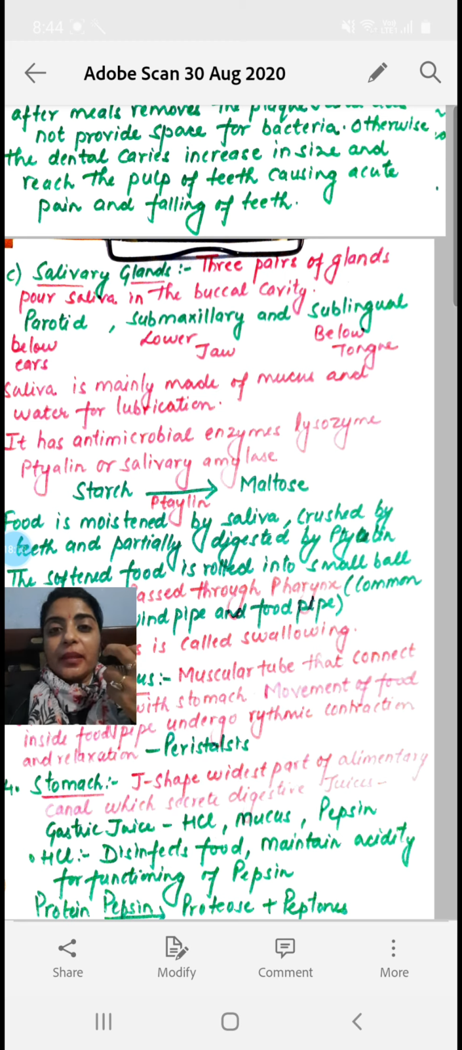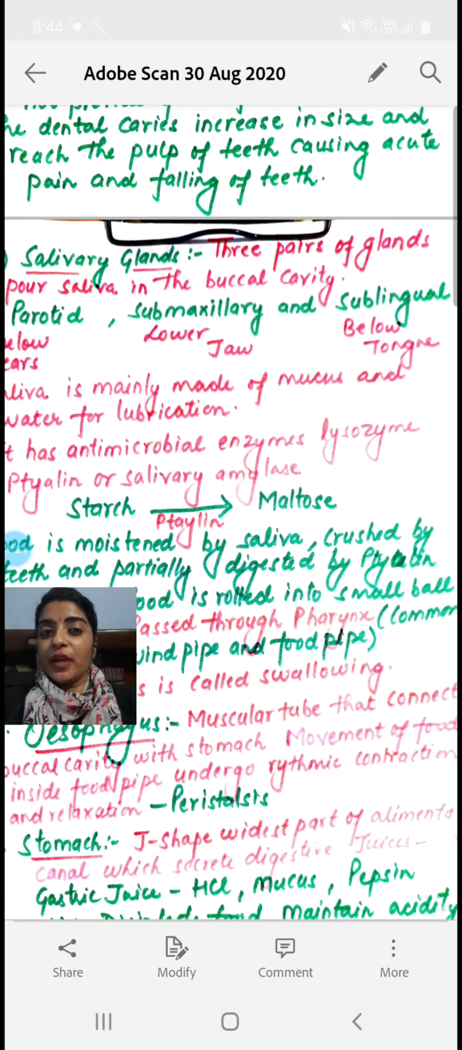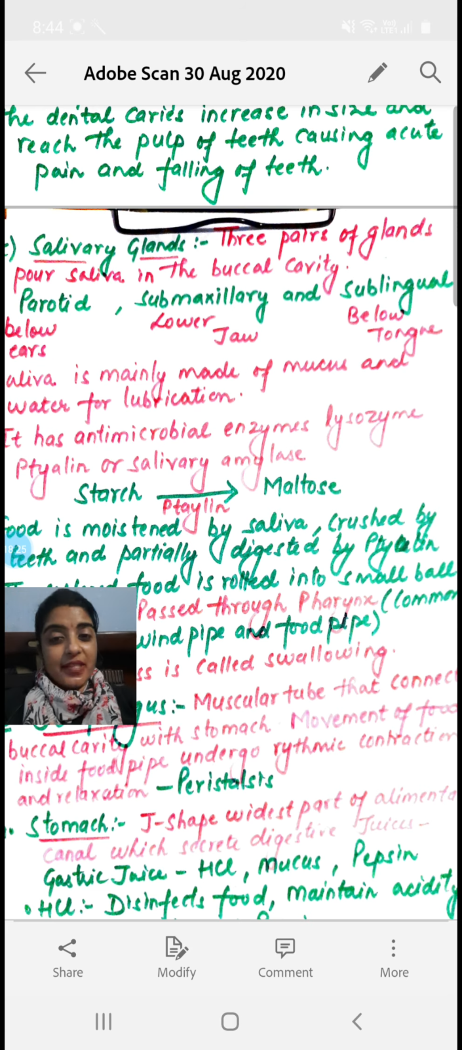ओके, कई बार जब हमें डेंटल कैरीज होती हैं और वो इंक्रीज होती रहती है तो वो जो हमारे टीथ के अंदर पल्प प्रेजेंट होती है वहाँ तक पहुँच जाता है और इट रिजल्ट्स इन दी सिवियर पेन एज वेल एज द फॉलिंग ऑफ द टीथ ऑल्सो.